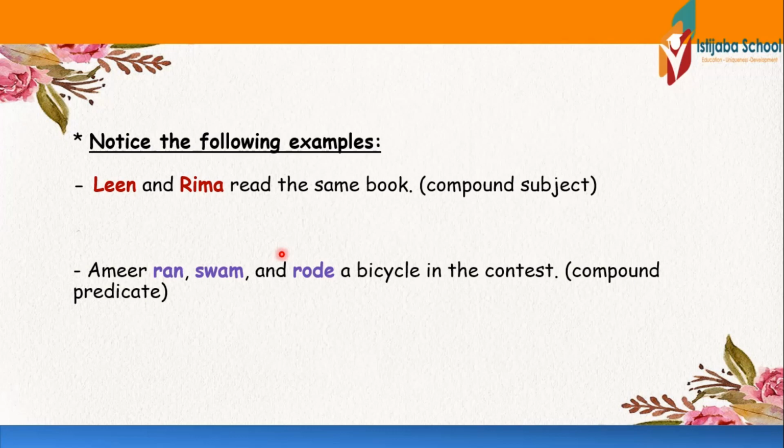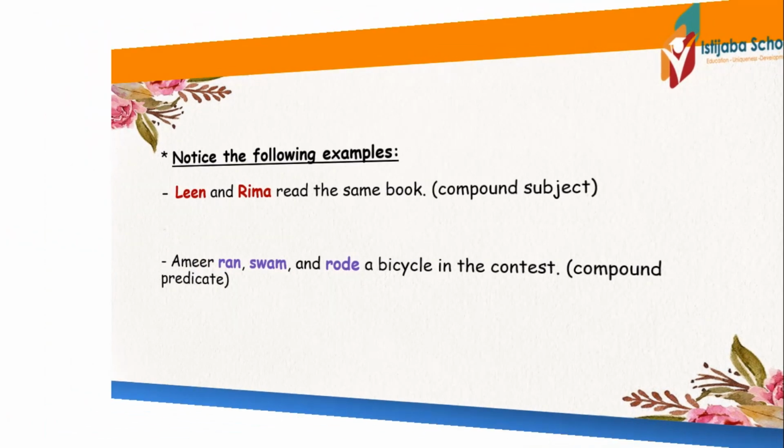Let's check the second example. Amir ran, swam, and rode a bicycle in the contest. Again, Amir ran, swam, and rode a bicycle in the contest. I have the subject Amir, and Amir did more than one action. Amir ran, swam, and rode. So in this case I say I have compound predicate.